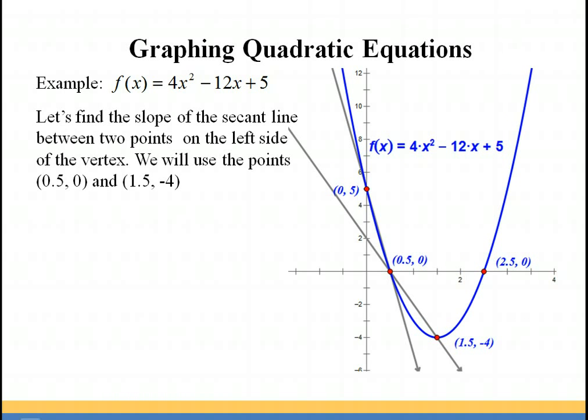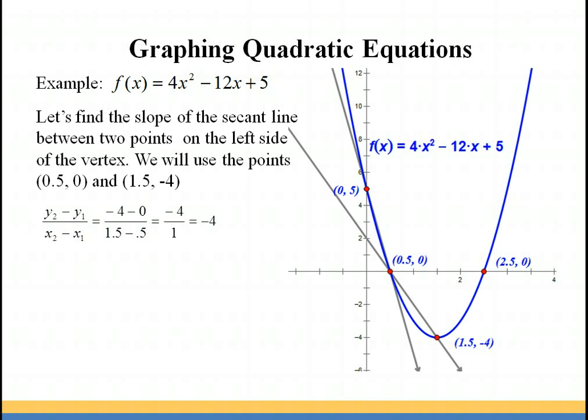Let's look at two specific secant lines. We have one drawn from the vertex to the zero at (1/2, 0). Let's find the slope of that secant line. It appears to have a negative slope, but let's plug into our slope formula and figure out what our slope actually is. So we have y2 minus y1 over x2 minus x1. Our y values are -4 and 0, and our x values are 1.5 and 0.5.